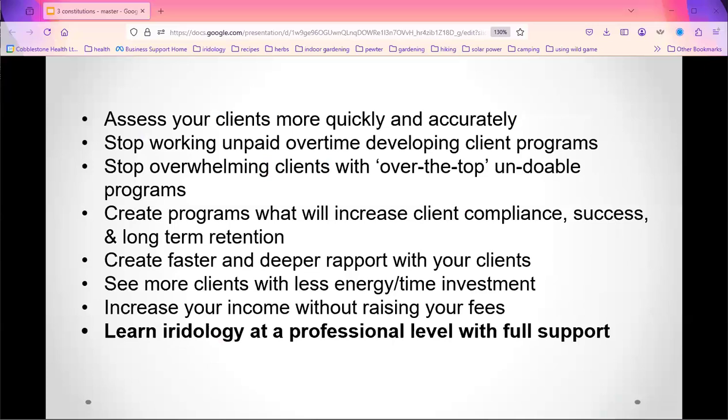So we need to talk. If you are looking for a way to assess your clients more quickly and accurately, to stop working unpaid overtime developing client programs, if you want to stop overwhelming your clients with those over-the-top, undoable programs that we were all taught to do in nutrition school, if you want to create programs that will increase client compliance, their success, and foster a long-term relationship with you, if you want to create faster and deeper rapport with your clients, if you want to see more clients in less time and less energy, if you want to increase your income without raising your fees, then you want to learn iridology at a professional level with full support. And you want to also chat with me.